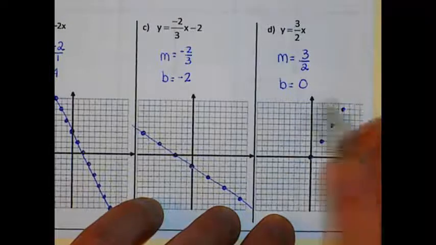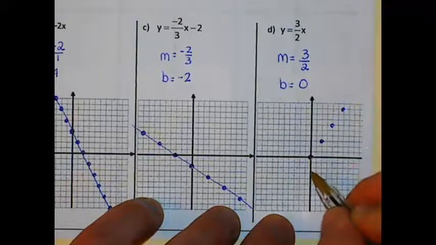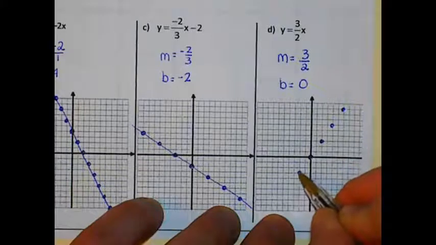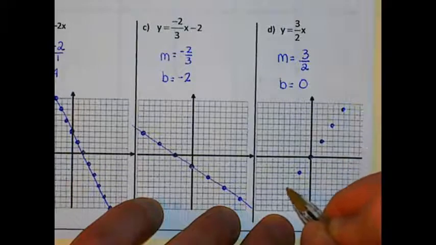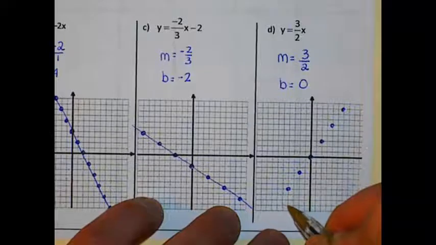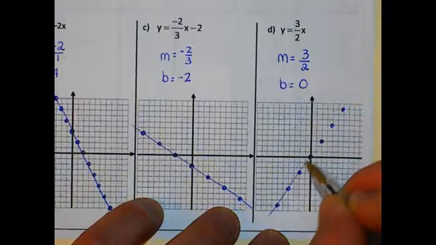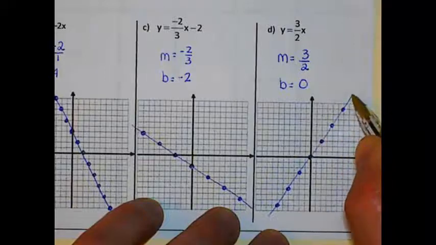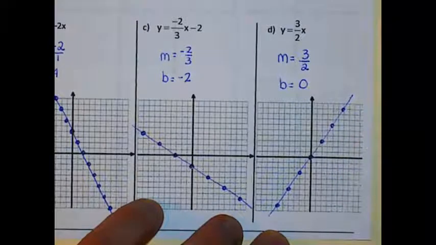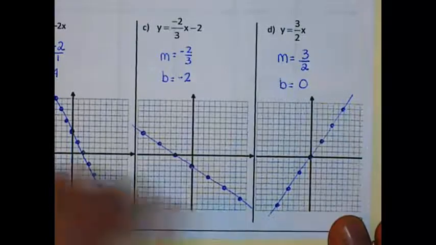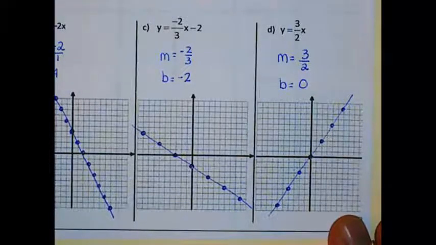Once you fill in the right side, let's go back to the starting point and go down 3 over 2, down 3 over 2. And then connect the dots. And there's my line. Alright, very well. Let's go on to the problems on the back side of this paper.